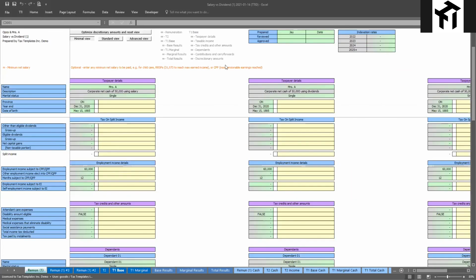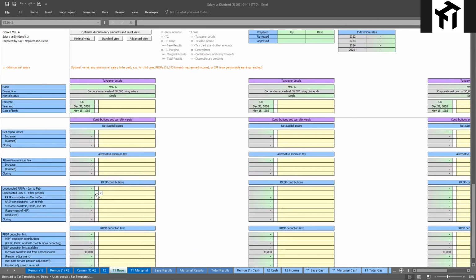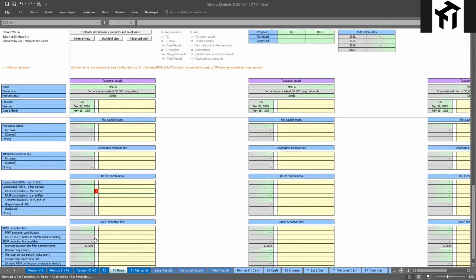Right, now I'll just show that to you. So I'll just go ahead and click my contributions and carry forwards. And here is where you can put in those different RSP contributions and the RSP deduction limits. And you do have the flexibility, and this is more advanced scenarios, where you can go ahead and change different situations in different scenarios. So if you had different amounts of RSP contributions, you could go ahead and fill out different ones any which way.